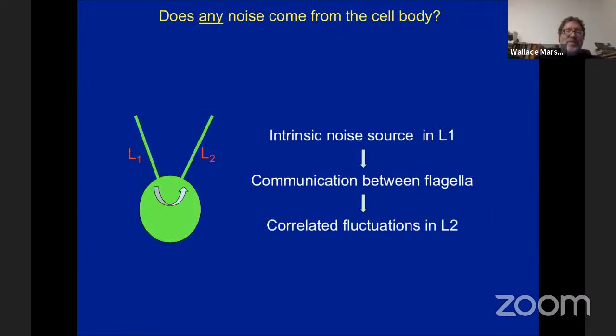What about the cell body? Is it possible that there's any noise coming from the cell body? We've seen that there's correlated variation in the length from cell to cell, which you think, okay, that's cell to cell variation. However, if you have a noise source inside one of the two flagella, and the two flagella are communicating, and we know they communicate, they compete for tubulin, they can exchange transport complexes between them, then it's possible that you end up having a variation in the second flagellum in response to a fluctuation in the first that could lead to a correlated change from cell to cell.